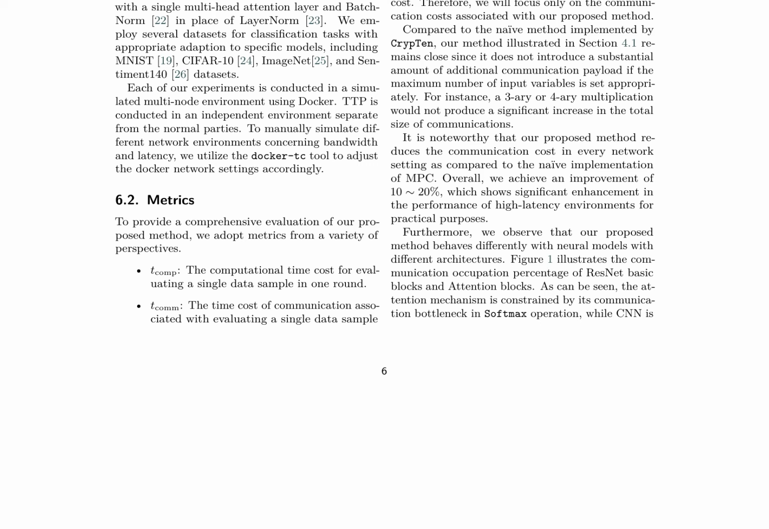The authors observed that their proposed method behaved differently with neural models of different architectures. For instance, the attention mechanism in the transformer model was constrained by its communication bottleneck in the softmax operation, while the CNN model in ResNet-18 was less affected. Overall, the paper presents a novel approach to optimizing the efficiency of MPC in deep learning models, focusing on reducing communication costs and improving performance in various network environments.